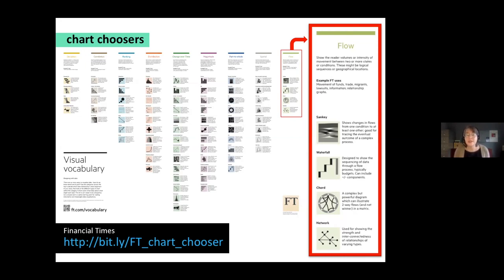Here's one from the journalists at the Financial Times. At the top of each column here, there's a different data relationship or goal that's described, like the one I highlight that speaks of the idea of flow. Below that description, there are a series of recommended chart types that they suggest you use. This is just to help with the initial brainstorming stage. This isn't necessarily hard and fast rules.